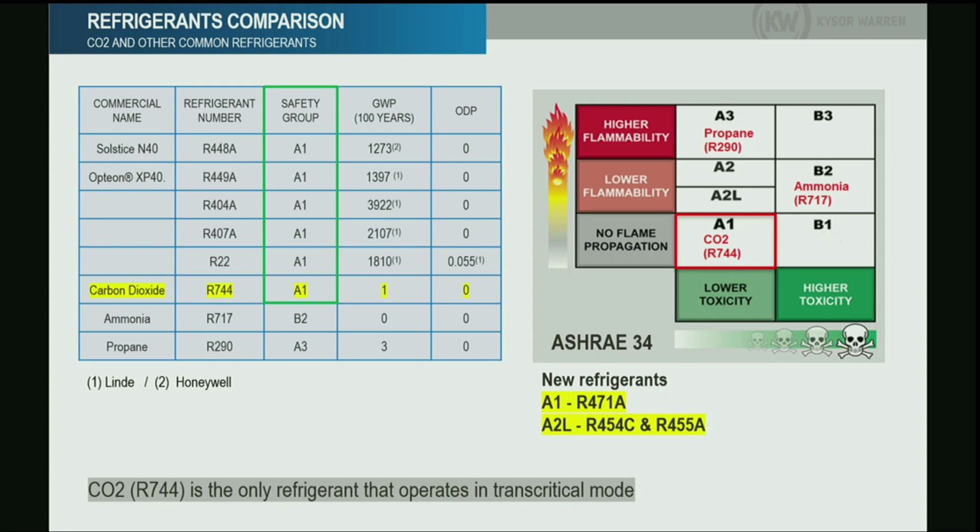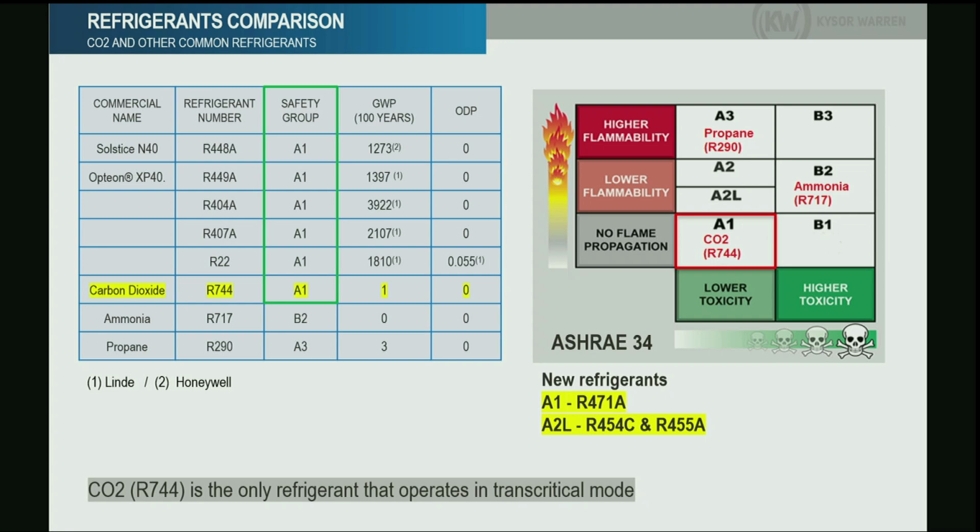Based on the classification from ASHRAE that you can see on the table on the right side, A1 means that it is non-toxic and non-flammable, at least non-toxic in low concentrations. That applies for every refrigerant. All of those are toxic in high concentrations, but they are non-toxic in low concentrations. That's what the A1 means. And CO2 falls into this category, A1s.